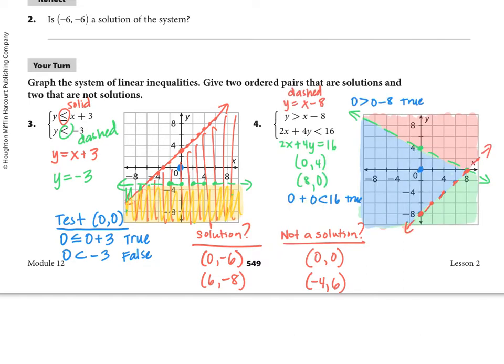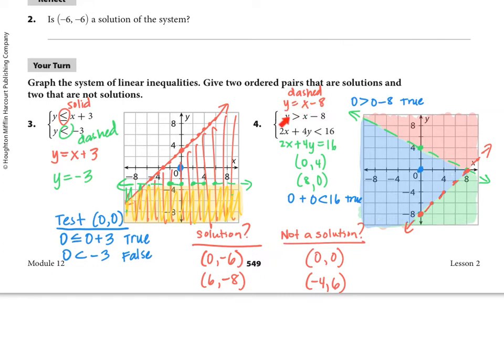And here is a solution for number 4. I graphed the first inequality. Y is greater than x minus 8. The line is y equals x minus 8. It's dashed because it doesn't have the equal to. It's this red line right here. So it starts at -8 as our y-intercept. It has a slope of 1. So it looks like that. Just like this other red line here for number 3 also has a slope of 1. So it's the same steepness.